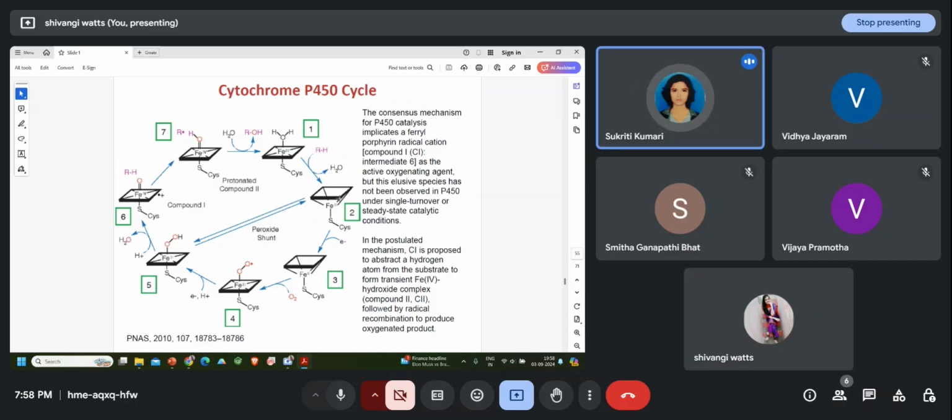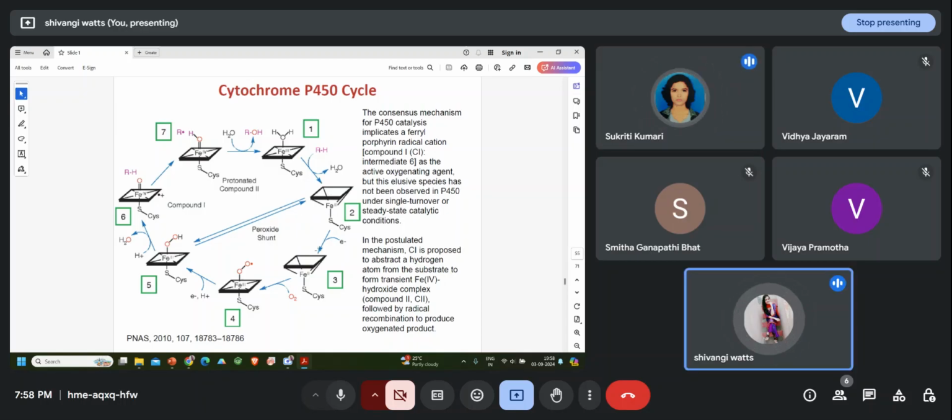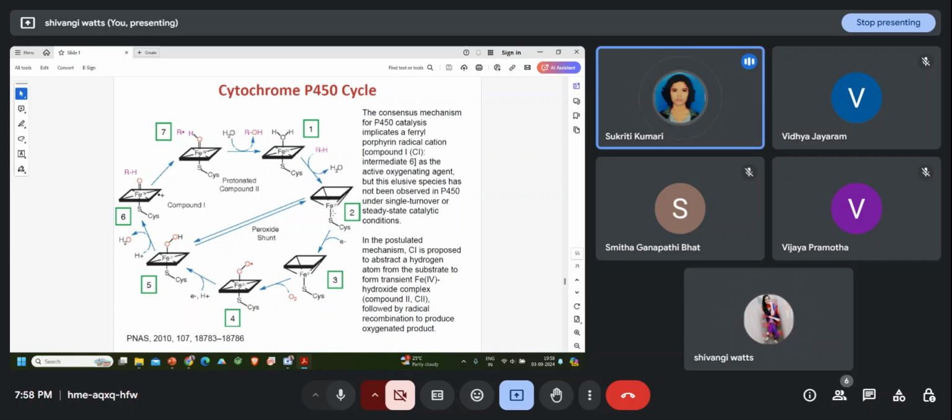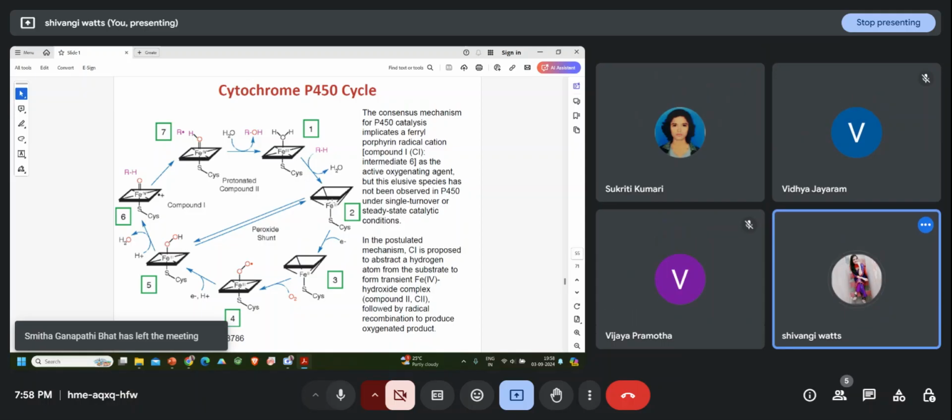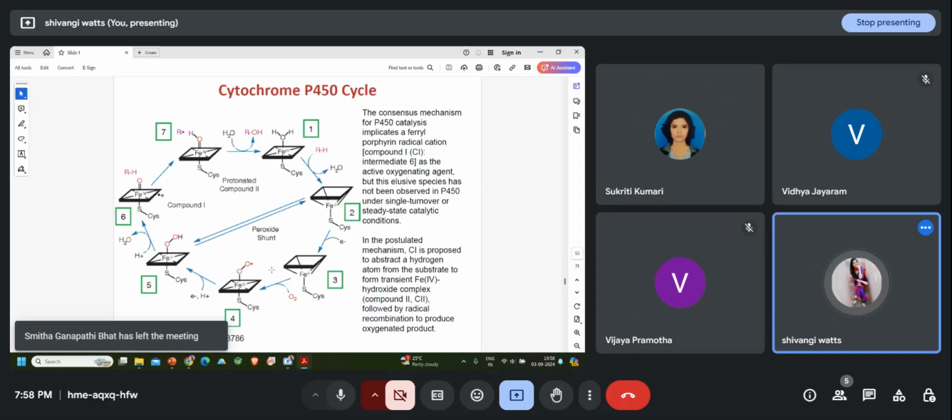Ma'am, I'm asking whether it will go directly to this stage, or whether it is just denoted by this arrow that this is the peroxide shunt? No, no. Can it go directly from the second stage to the fifth stage, like in between? No, no, no. This will not go directly. This will come like this. But since this step is in equilibrium, this can also happen.